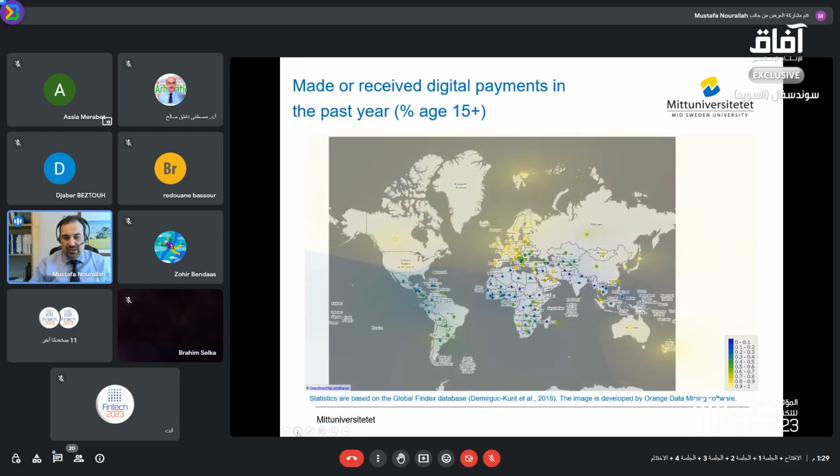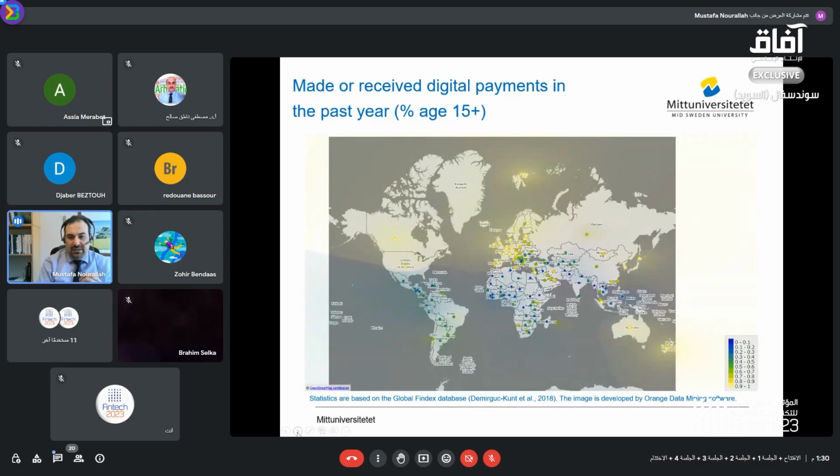This is a map. I use here a different database, the Global Findex database. You can also access this one; it's available at the World Bank. I took the statistics and used another software, Orange Data Mining, to show the percentage of people who made or received digital payments in the past year. So the question is whether a person made or received digital payments in the past year. The data belongs to 2017. The report was published in 2018, but the data belongs to 2017. There's new data available now, so if someone would like to update the data.